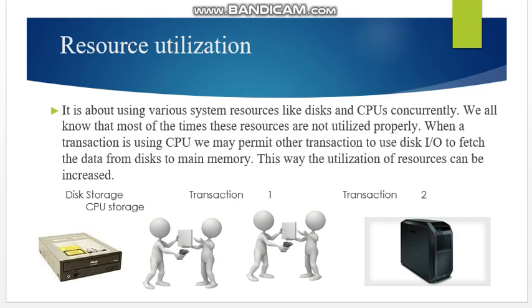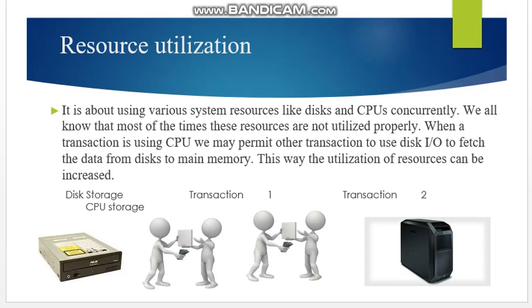The next advantage is resource utilization. As we know, multiple transactions require multiple resources. It is about using the various system resources like disk and CPU concurrently. We all know that most of the time the resources are not utilized properly. When a transaction is using the CPU, we may permit another transaction to use the IO device, the IO disk, to fetch data from the disk to main memory. This way the utilization of resources can be increased.